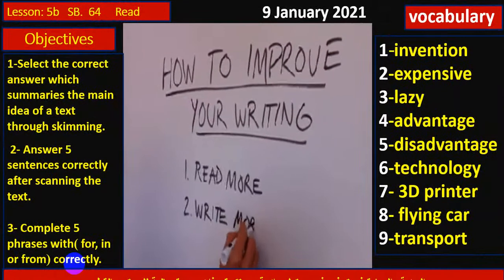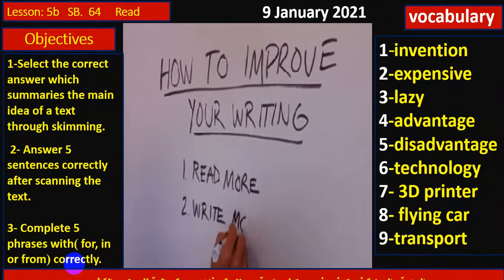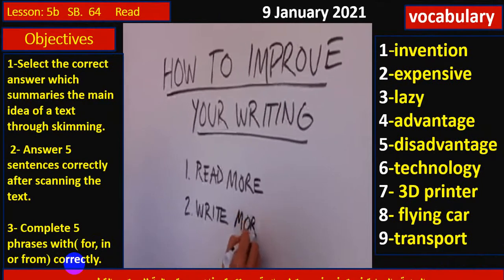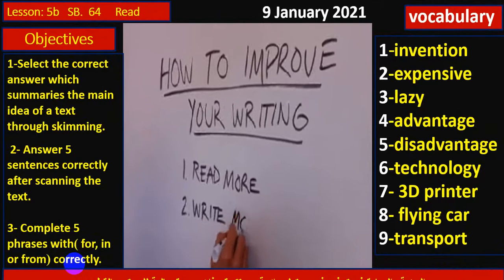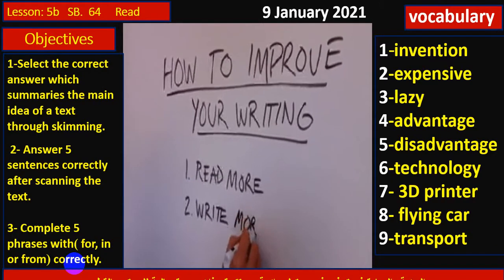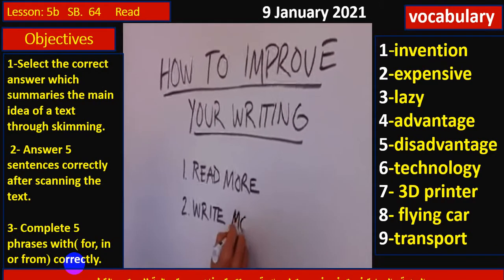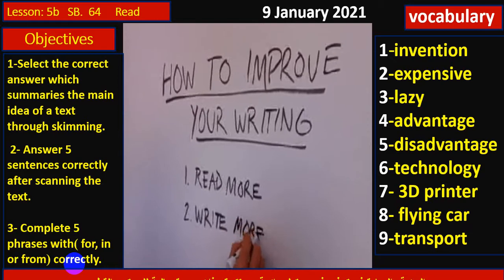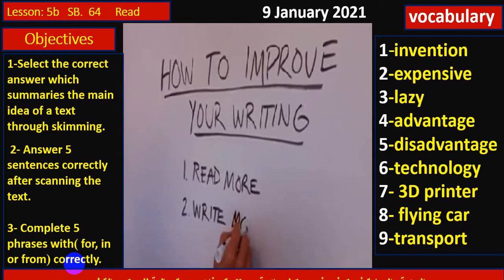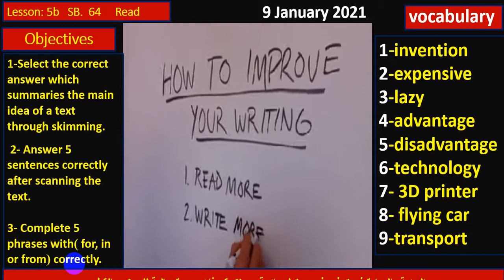Moving now to our lesson for today. Today, inshallah, we're going to study lesson 5b, senior book, page 64. Today, we are going to read. And our objectives today: 1. Select the correct answer, summarize the main idea of the text through scanning. 2. Answer 5 sentences correctly after scanning the text. 3. Complete 5 phrases with for and or from correctly.